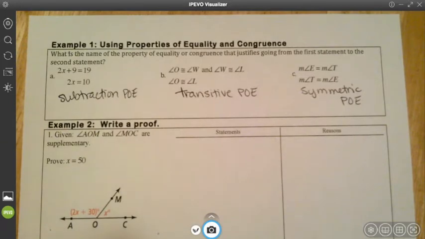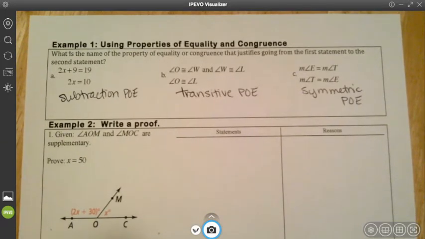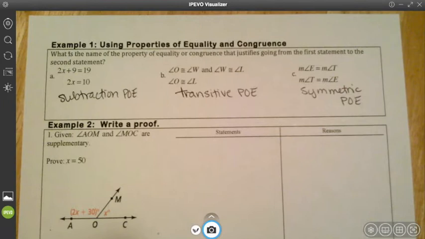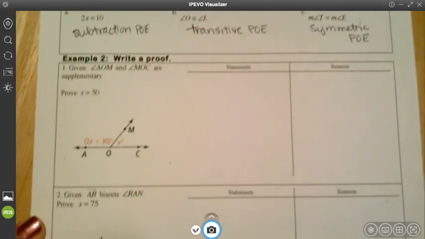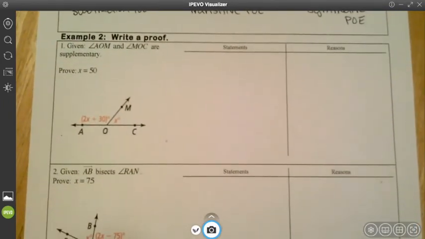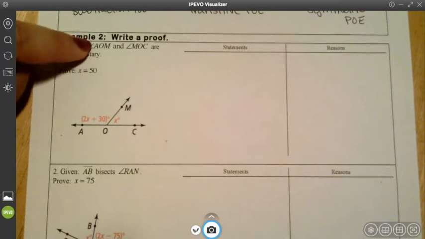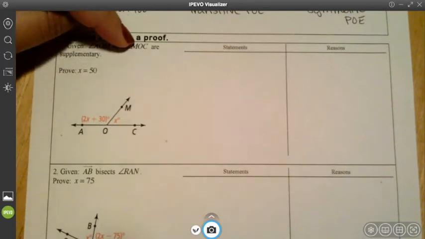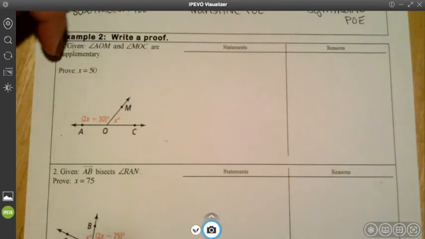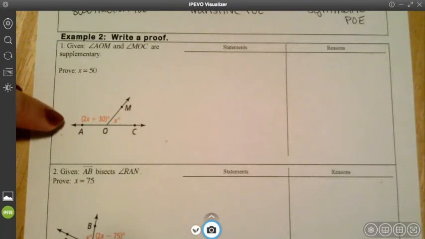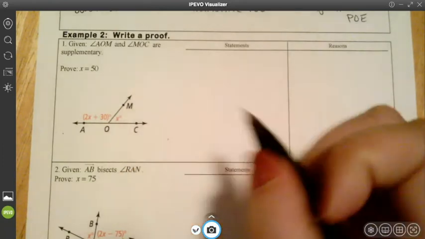Okay, so we've done a few where I've given you the steps and we've just given the reasons. Now let's see if we can write the steps and the reasons. Okay, so this one, we're going to look at a geometric proof. So what are we given? We're given that angle AOM and angle MOC are supplementary. So what does supplementary mean? Supplementary means they add up to 180 degrees. So here we have a diagram, it shows us our angles, and we want to prove that x equals 50.